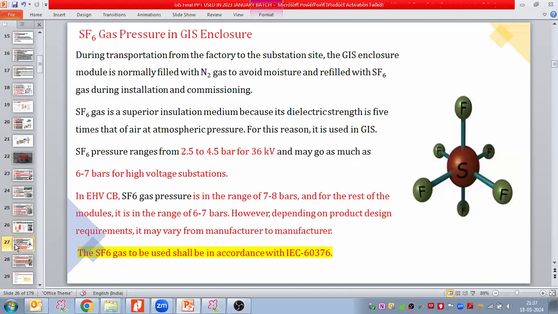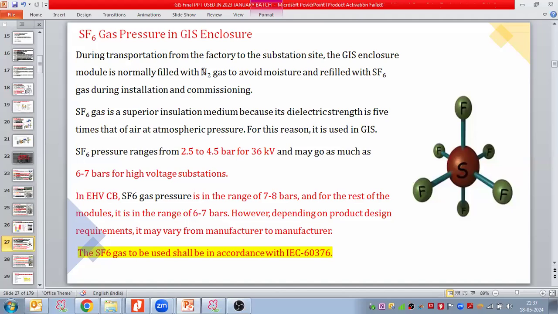So now coming to the gas, about the gas. During the transportation from the factory to the substation site, the GIS enclosure module is normally filled with nitrogen gas.